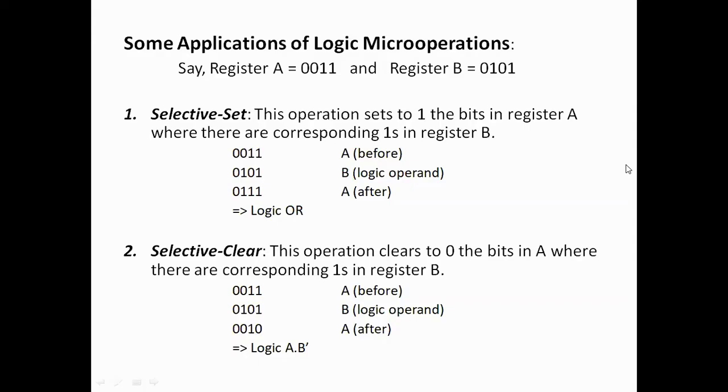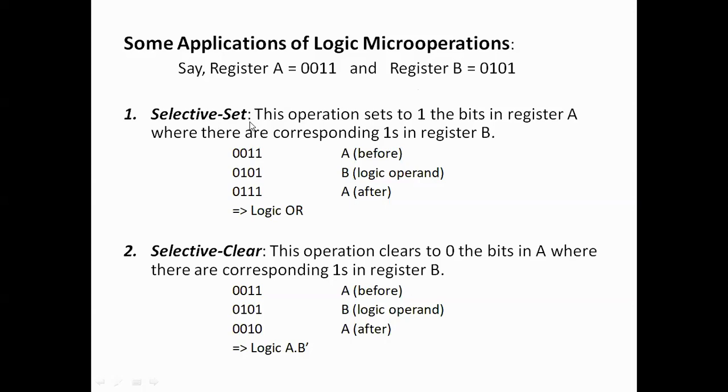Let us see some of the applications of logic microoperations. Let us suppose that we have two registers. Register A contains this 4-bit binary number 0011, and let us say B contains 0101. Right? And let us see the first operation, that is selective set.